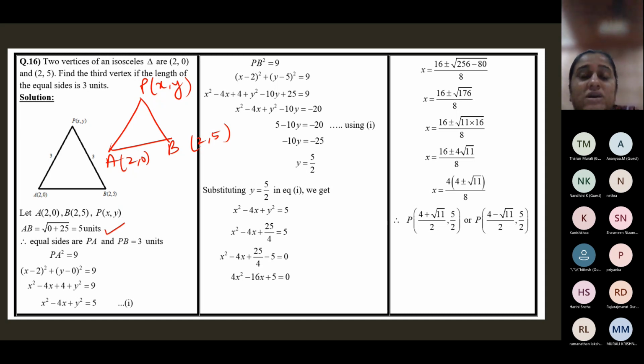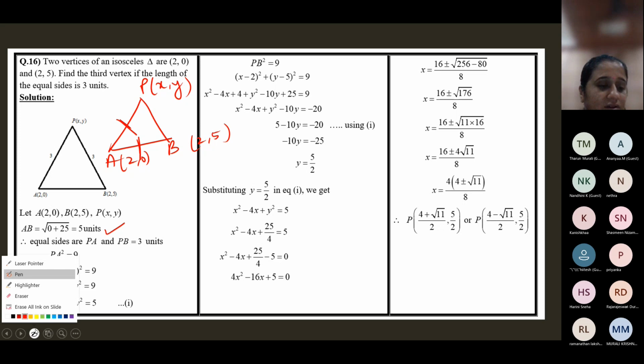But what is given in the question? The equal sides are 3 units. That means AB is not one of the equal sides. That means PA is equal to PB. See, you cannot just say, okay, fine, let PA be equal to AB. We can't do that.